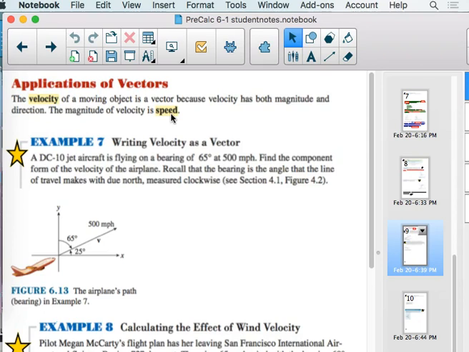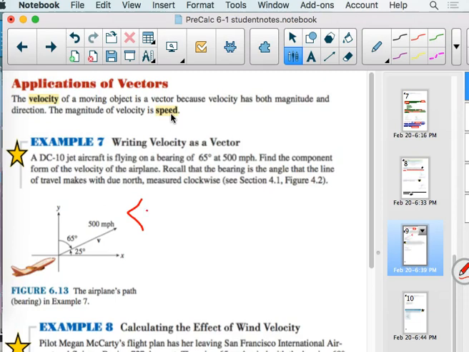Find the component form of the velocity of the airplane. Okay, that's just resolving the vector. Recall that the bearing is the angle that the line of travel makes with due north measured clockwise. So they were going to give us a hint to try to remind us, don't just put bearing into all the math that you do for these problems. So when we did these, we said, okay, if you resolve a vector, what you need is the magnitude.